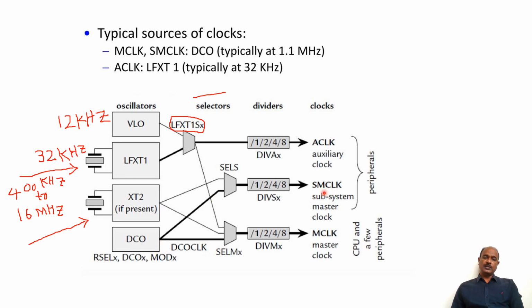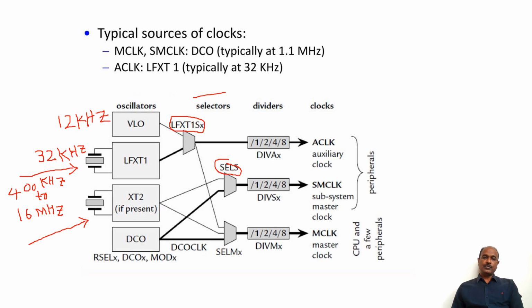So this SMCLK can be generated either by using the XT2 oscillator, or by one more oscillator, that is the digitally controlled oscillator. This digitally controlled oscillator generates clocks in the range of a few hundreds of kilohertz up to a few tens of megahertz. So either one of them, XT2 or DCO, can be used to generate this SMCLK. There are again selection bits available for selecting which one of these oscillators you are going to use for generating SMCLK.